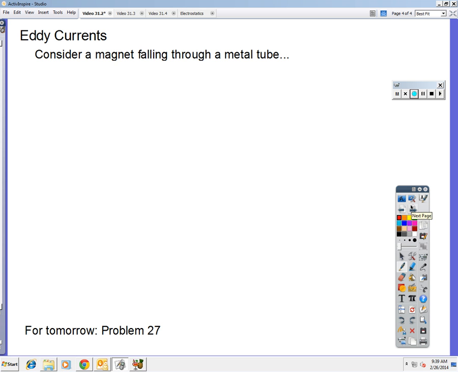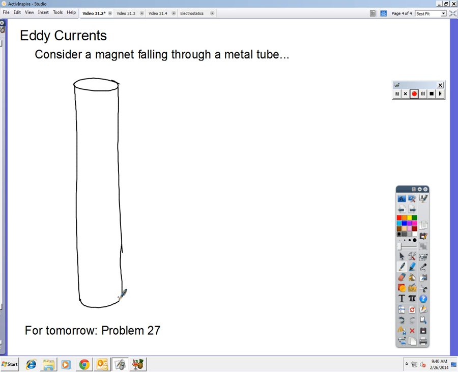Now, our last topic for today is something called eddy currents. One of the things that I like to demonstrate, and which I haven't because someone stole the copper pipe I was using for this, is to take a bar magnet and you drop it through a metal tube. Now the bar magnet has a field that looks like this.